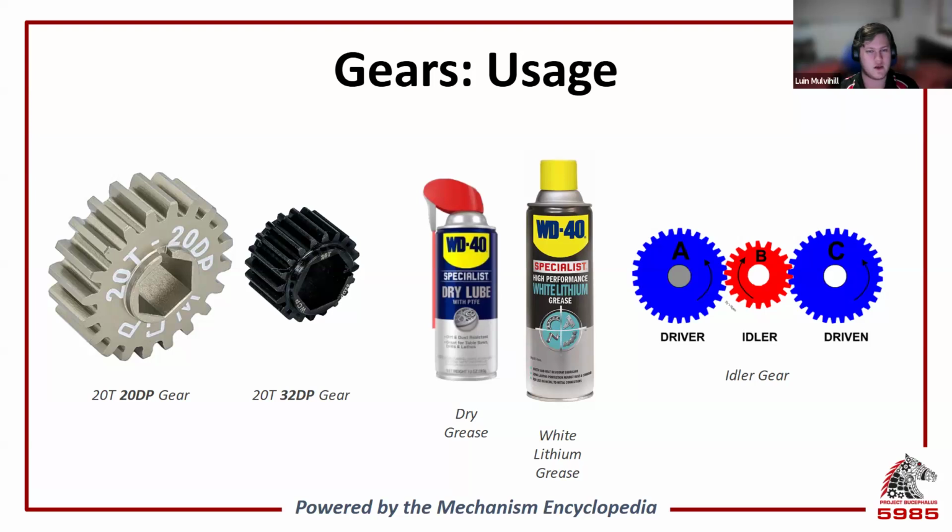A gear's pitch diameter, in inches, can be calculated by dividing the number of teeth by the diametral pitch of the gear. For example, a 20 DP gear with 24 teeth has a pitch diameter of 1.2 inches.